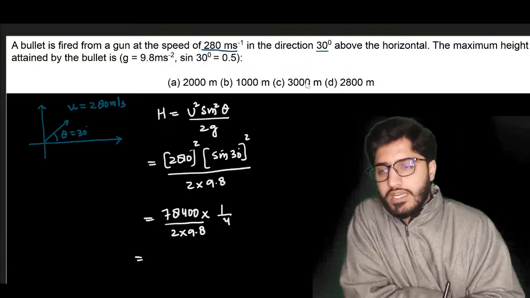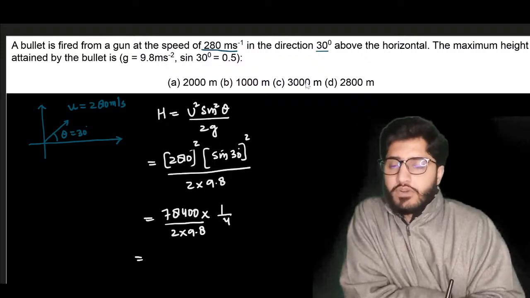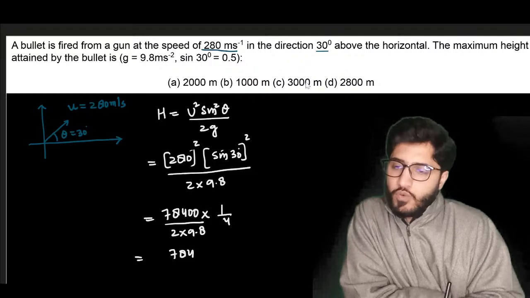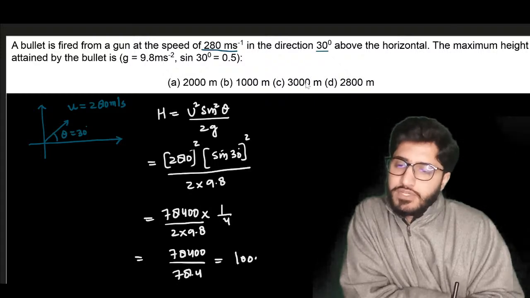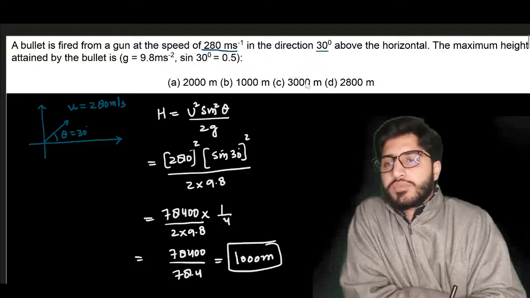So it is 4 into 9.8, 39.2 times 2, it is 78.4. Yeah. So 78400 whole divided by 78.4. So I can write it as 1000 meter. Say 1000 meter. So option number B is correct.